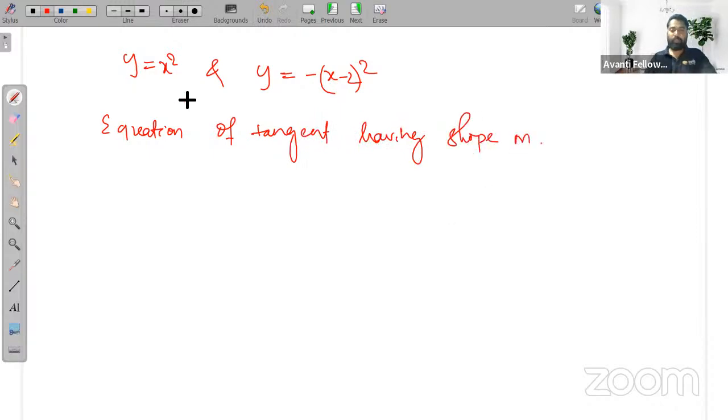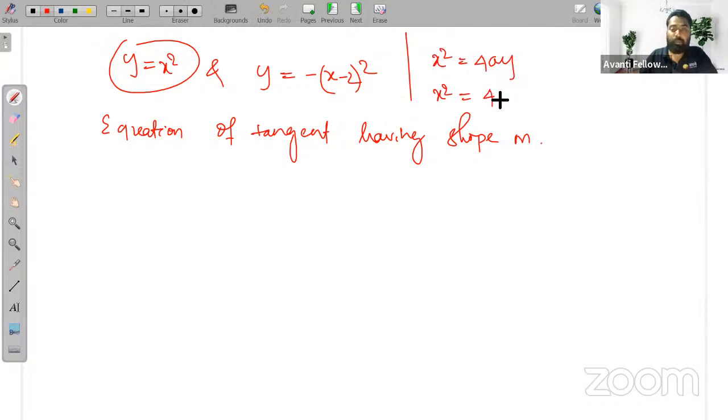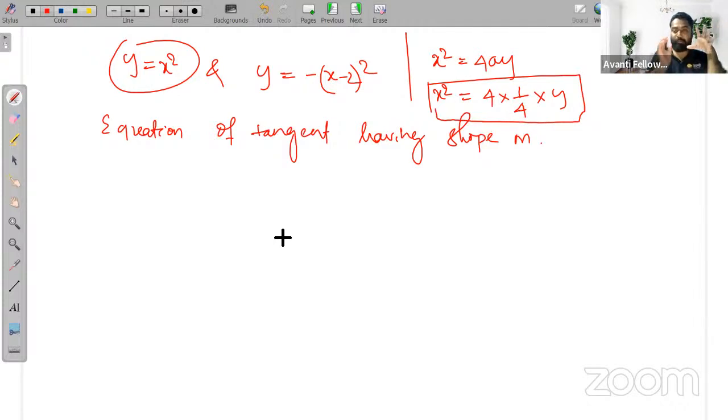m. So see here, the form is the standard form of the parabola. It is given that x square is equal to 4ay, right? Here x square is equal to 4 into 1 by 4 into y. So the value of a is 1 by 4, right? So can you tell me what is the equation of tangent here? Slope form, when you are having the slope. So what is the equation of tangent? That is, equation of tangent is y is equal to mx minus am square.